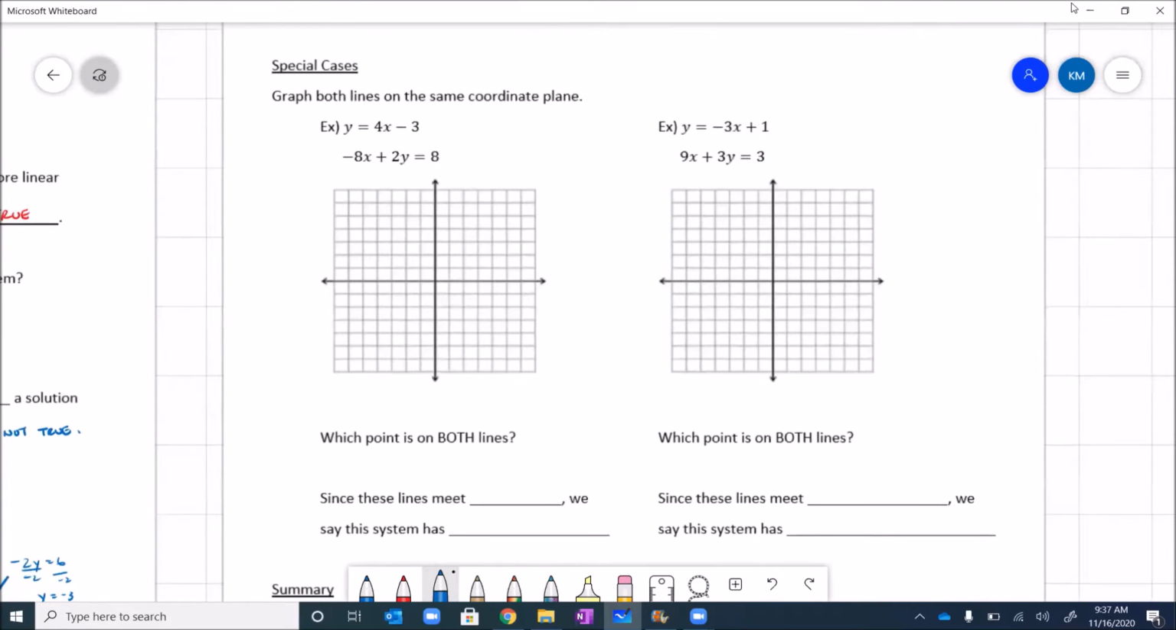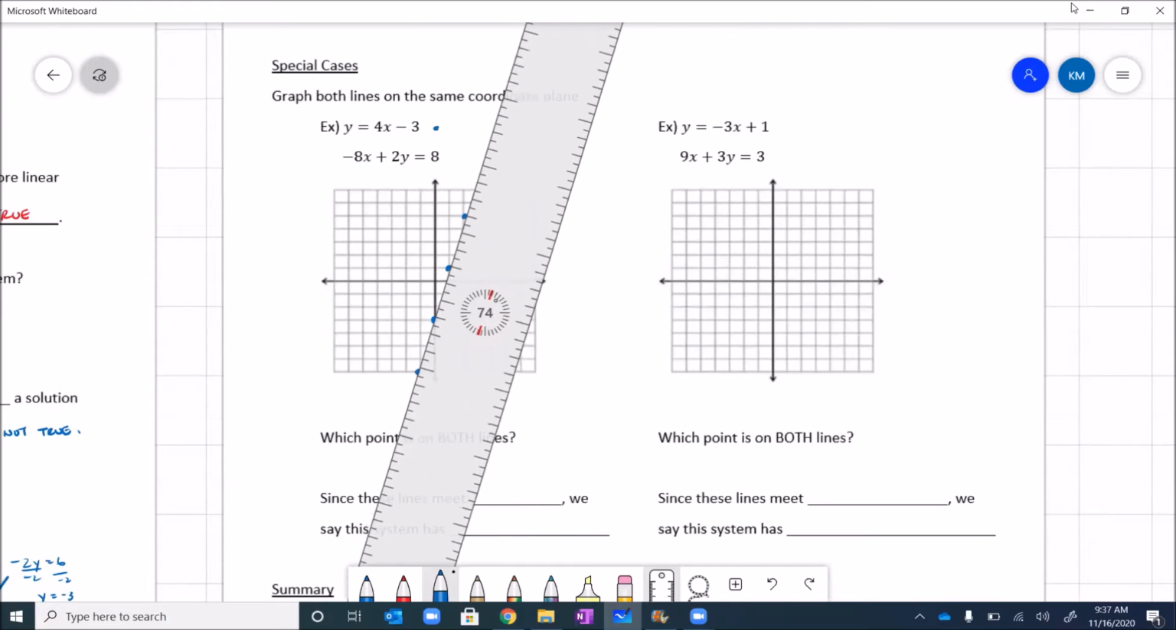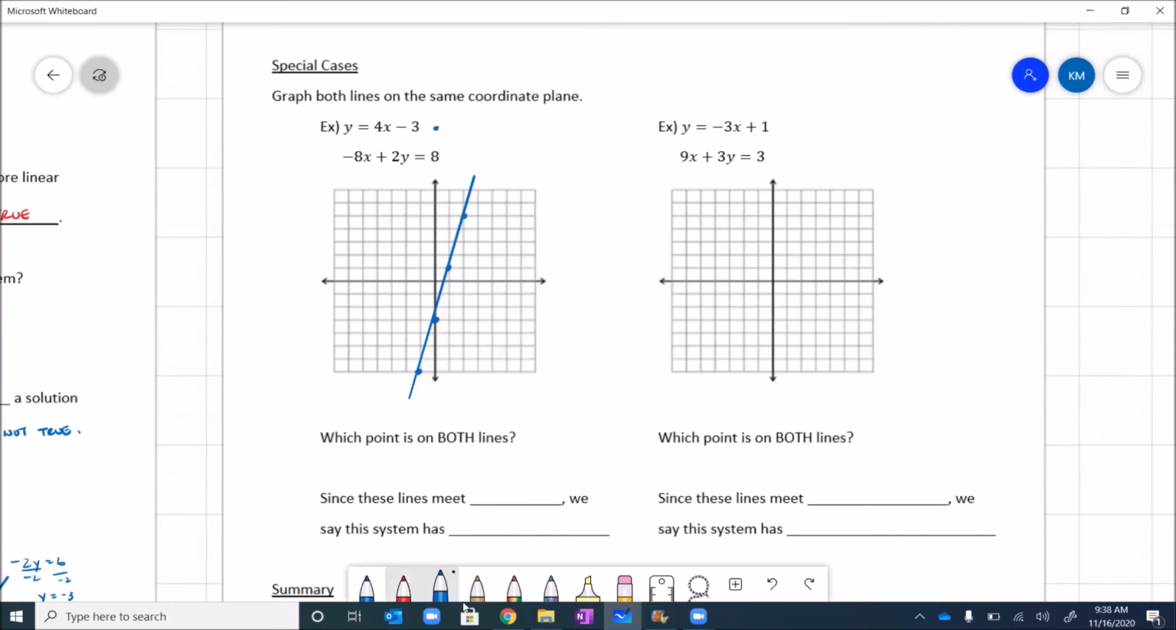All right, here, some special cases. It says graph both lines on the same coordinate plane. We have y equals 4x minus 3. So my y-intercept is -3. My slope's 4, up 4 over 1. Down 4 over 1. Okay, positive slope, great. Get my line out. All right, goes through all those. Bye-bye ruler, here's red, okay.